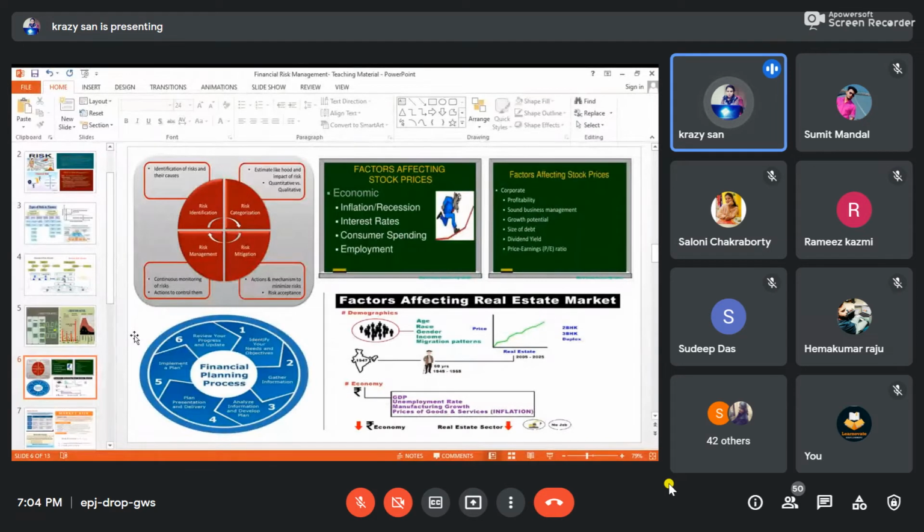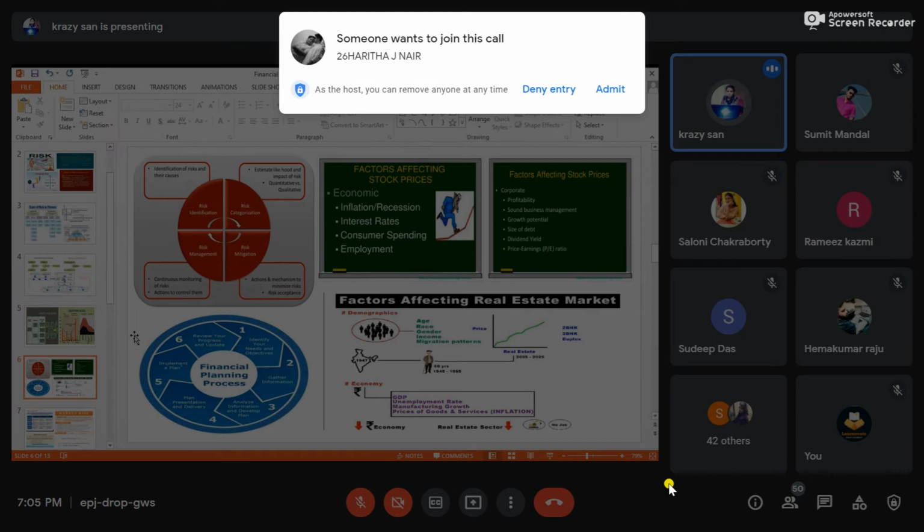Then factors affecting real estate markets, same thing: gender, income, migration patterns, economies, and demographics. So real estate is also like that. Now if we go with the model, how can we understand the patterns of risk, and which can we lower down?